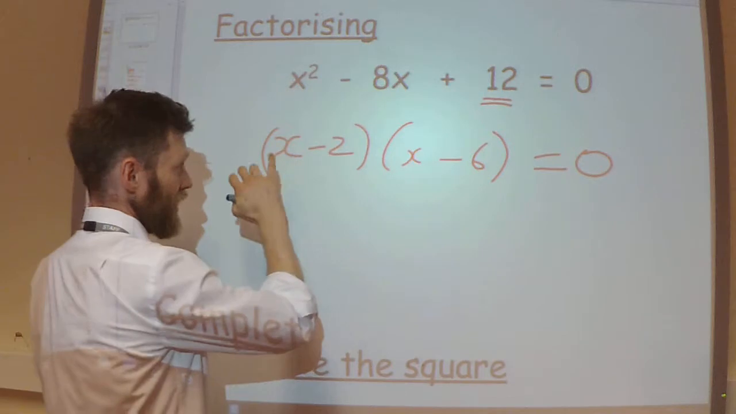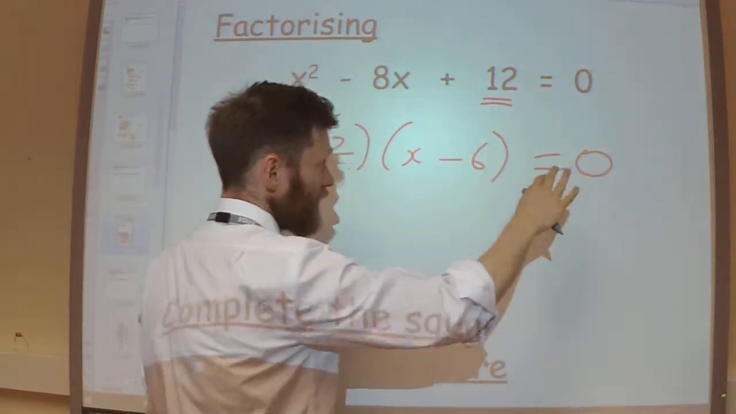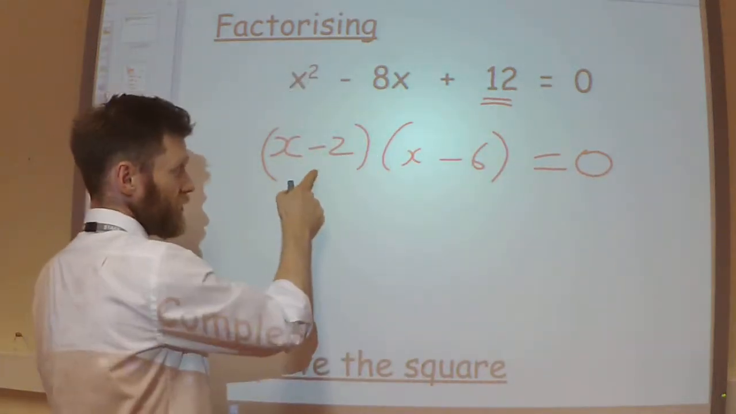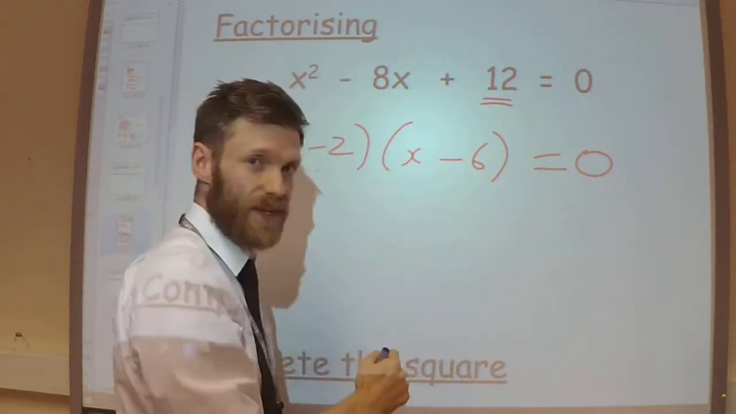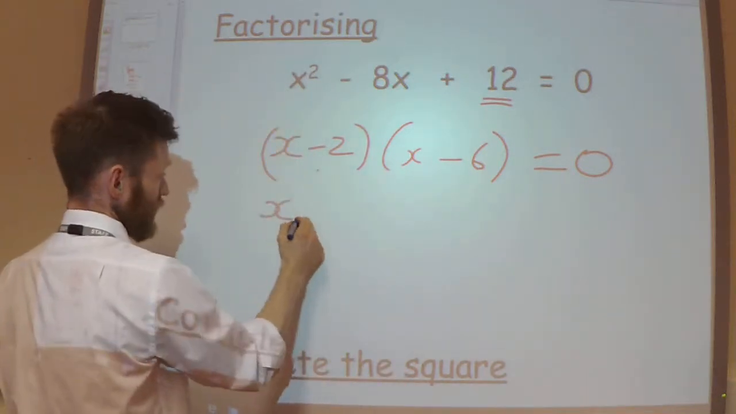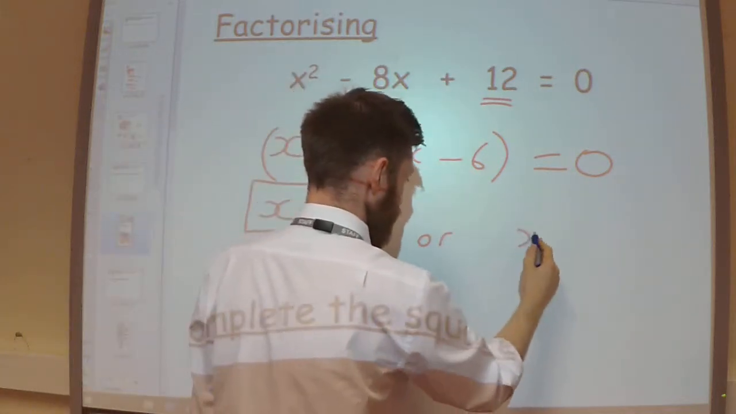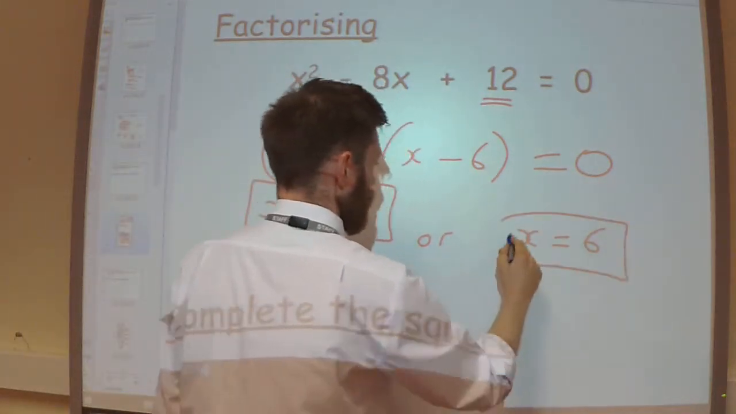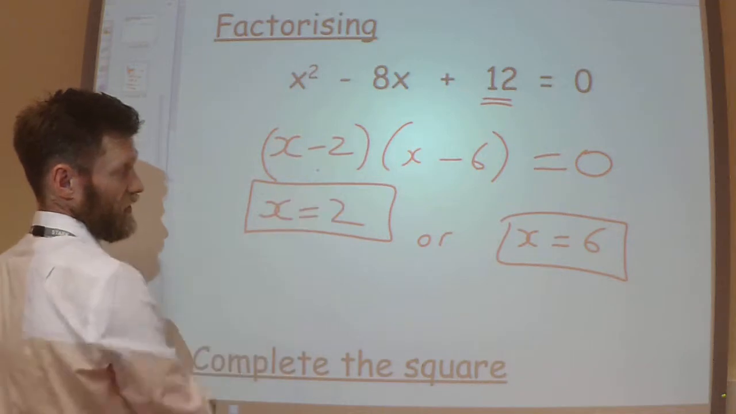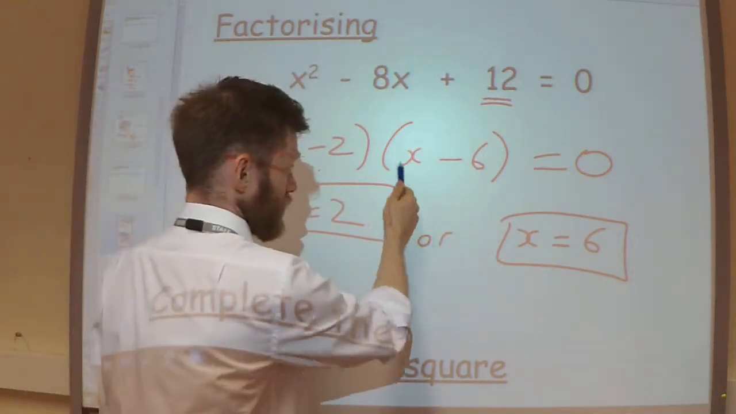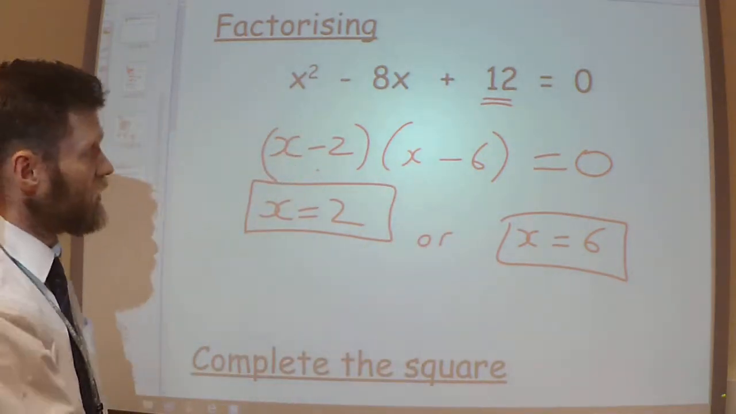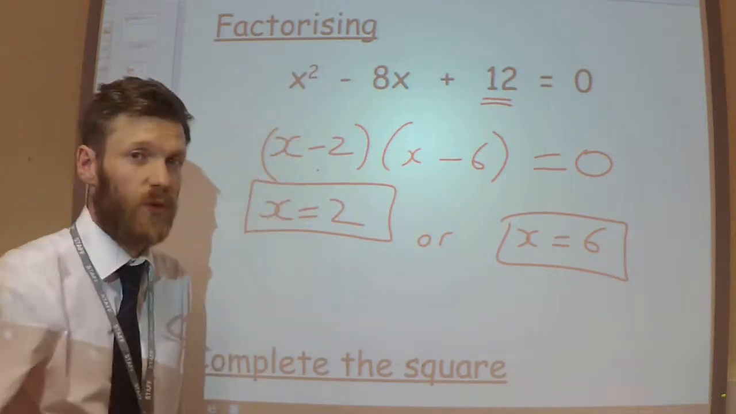Therefore, I know that this times this would equal 0. So either this needs to be 0 or this needs to be 0. So either x needs to be 2 or x needs to be 6. Because when x is 2, that's going to be 0, or when x is 6, that's going to be 0. So those are your 2 solutions for that quadratic equation.